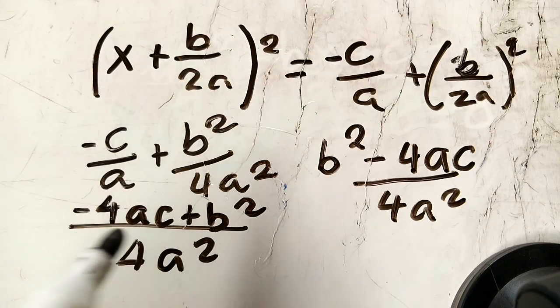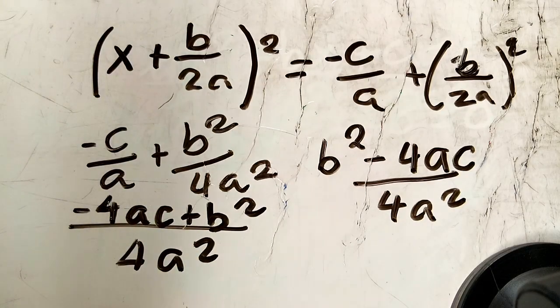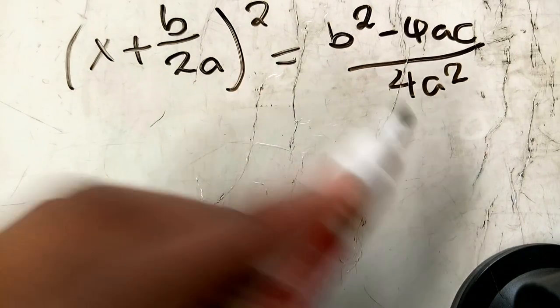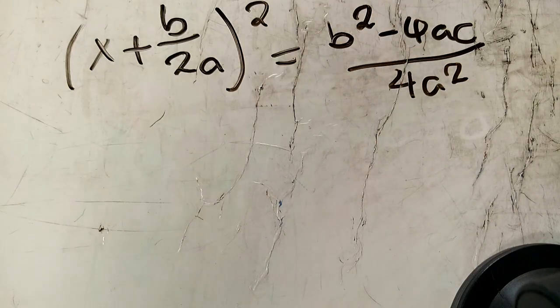You see what I've done? I've just switched these two. Then after this, now x plus b over 2a, squared, is equal to this. So what do we do after that?